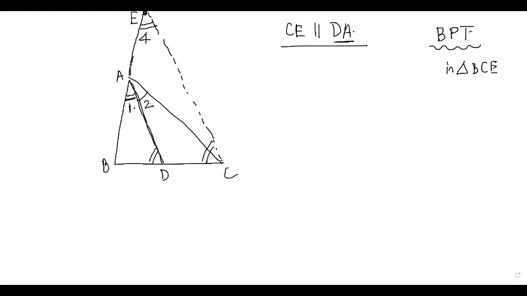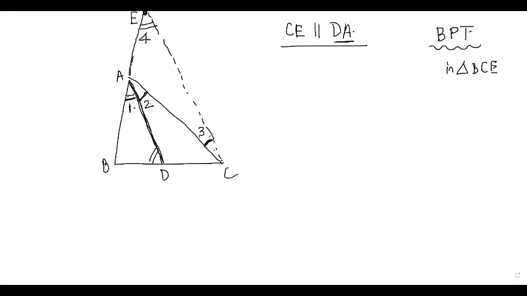Correct. This is an alternate interior angle. I should have labeled it like this. I will say 2 is equal to this, right? 2 is equal to this because this line is parallel and this is a transversal. So alternate interior angles. So this is called 3, right?